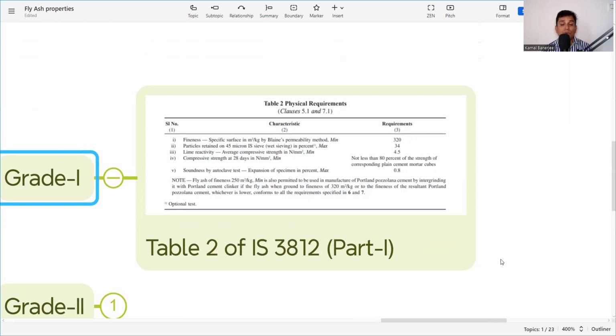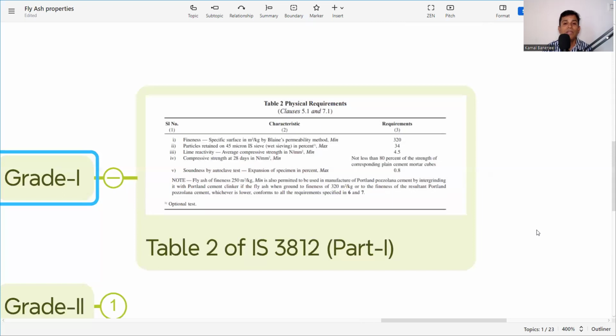We are using fly ash as a supplement to cement. So it should be in the same category as the cement we are using, but the rate of hydration will be very less, so the heat production will be less. And what is the fineness? Because it is the finest property of a cement. Whenever we are dealing with it, we need to check the fineness, which is measured as specific surface in square meter per kg by Blaine's permeability method.